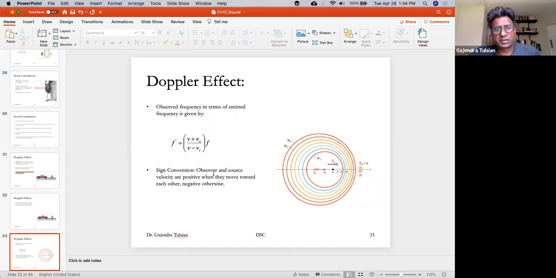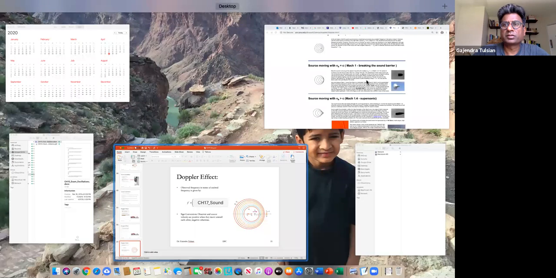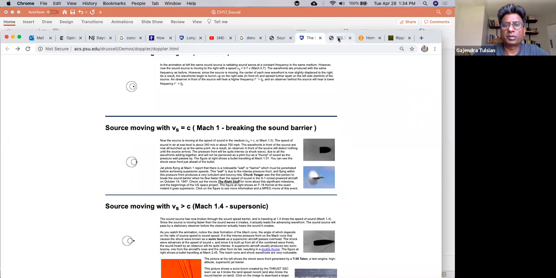And the sign convention is that observer and source velocity are positive when they move toward each other. Okay, so this would be positive if the observer moves towards the source, and this would be positive if the source moves towards the observer. And they would be negative otherwise. Okay, so let's look at the formula.